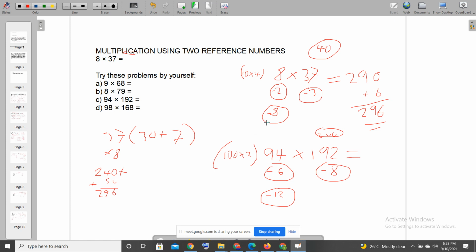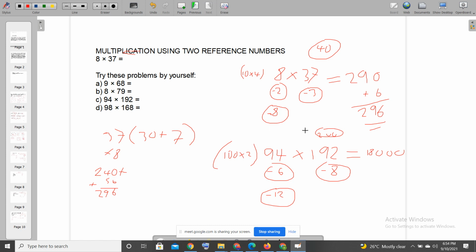Who can give me the answer? Minus 12 from 192 is 180. Minus 12 from 192 will give us what? 180. So 180. Okay. Then you times your 100 here, so you add the 2 zeros to it. Do you understand? Yes.